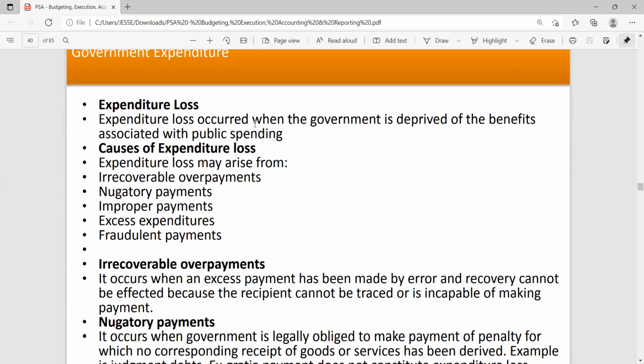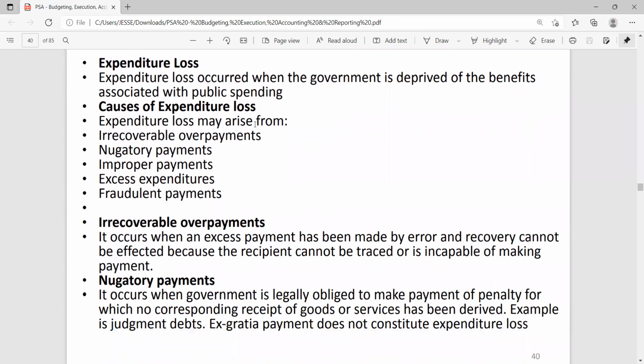Excess expenditures. When the government makes excess expenditure, it causes expenditure loss. Then you have fraudulent payments as well. And we will explain all of these to your understanding. Irrecoverable overpayments occur when an excess payment has been made by error and recovery cannot be effected because the recipient cannot be traced or is incapable of making payments. So like I already explained, this is where an excess expenditure is made.